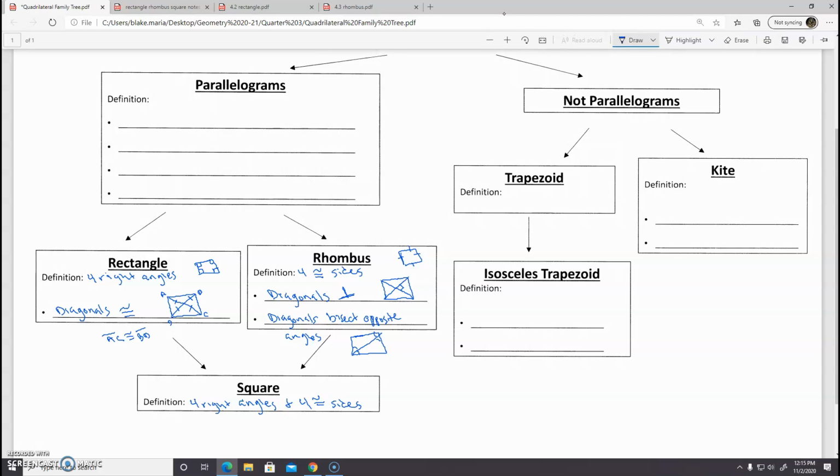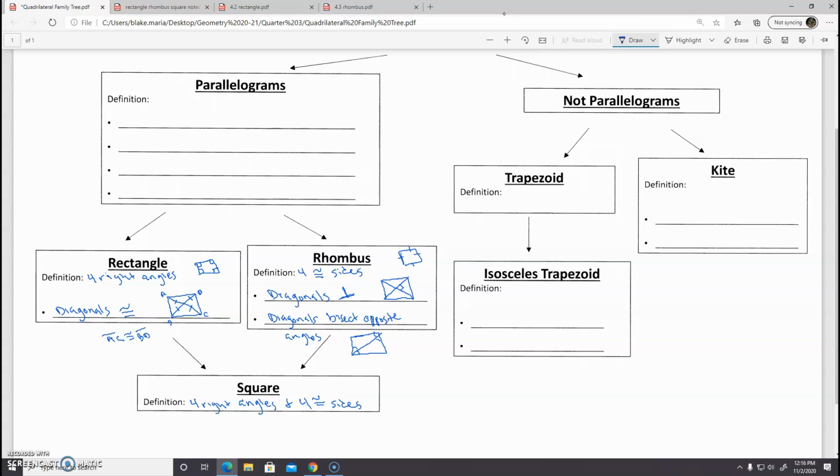So you actually kind of work your way backwards. If you tell me a rhombus, it's also a parallelogram and a quadrilateral. If you tell me it's a rectangle, it's also a parallelogram and a quadrilateral. So understand you always work backwards, which also means that all the characteristics that we wrote down on our family tree apply to a square.